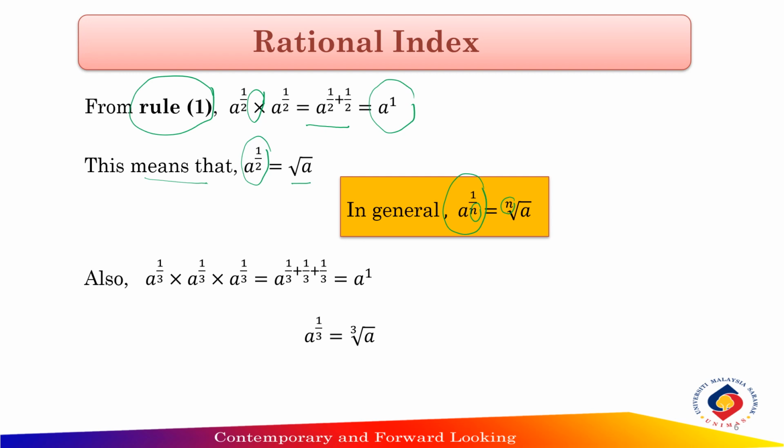Another example, A to the power of 1 over 3 times A to the power of 1 over 3 times A to the power of 1 over 3. Same base A, so we can add the indices. So it equals A to the power of 1 over 3 plus 1 over 3 plus 1 over 3, which equals A to the power of 1. So we can conclude that A to the power of 1 over 3 is equal to the cube root of A, with 3 outside the root.